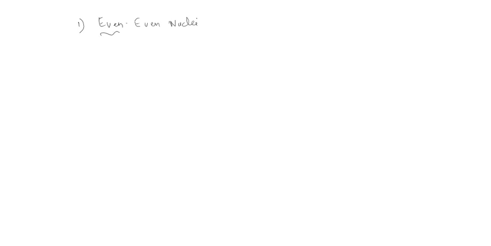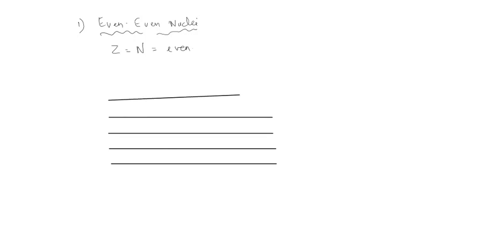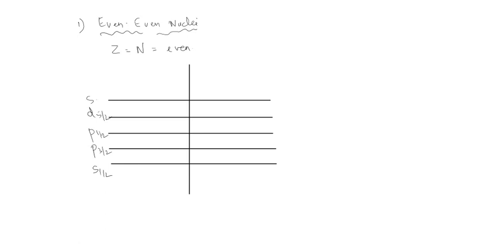I hope you remember what even nuclei are. The proton number and neutron number both are even. Now in such a scenario, you can consider the various set of energy levels. We needn't draw every energy level, but a few energy levels. Just see, the lowest level is S1/2, then you have P3/2, P1/2, then D5/2, S1/2, etc. And in each state, you know how many nucleons can be accommodated.